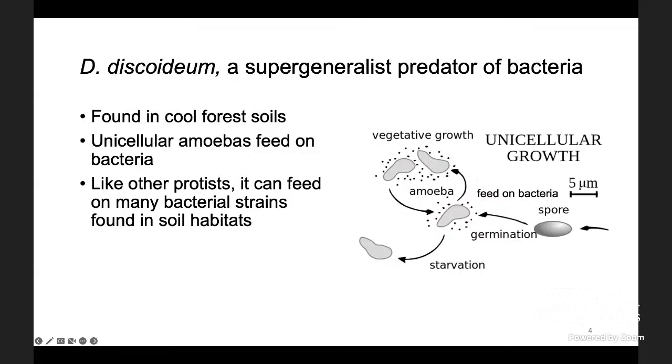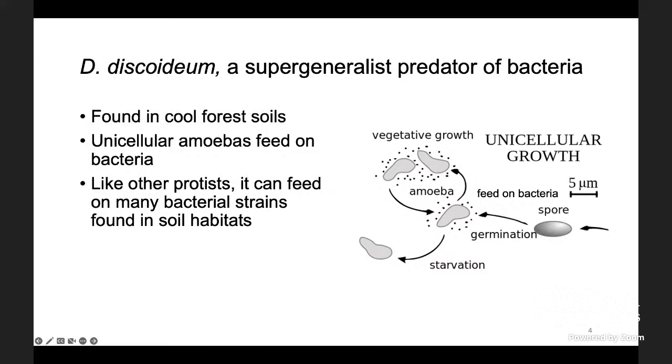now most of you in this room know Dictyostelium discoideum. It's a social amoeba and it's famous for its multicellular cycle. But today I would like to reintroduce this as a super generalist predator of bacteria. So Dicty is found in cool forest soils and it feeds on bacteria when it's a unicellular amoeba.